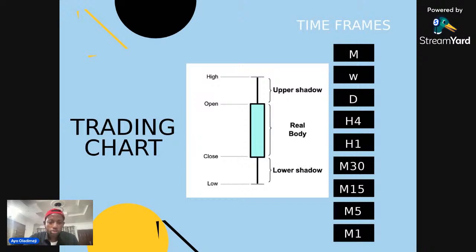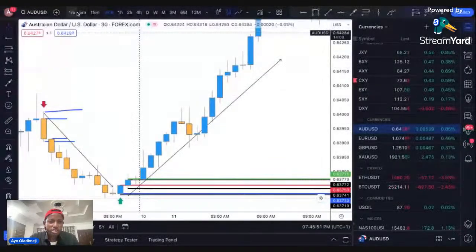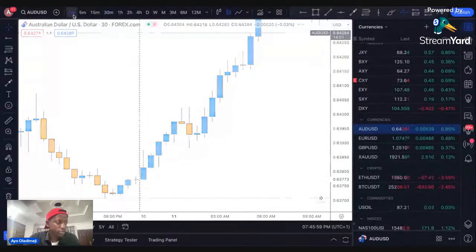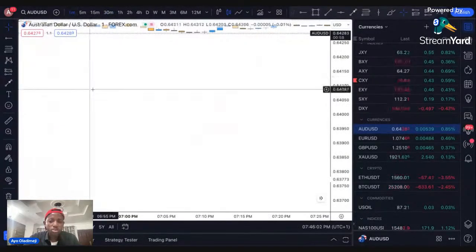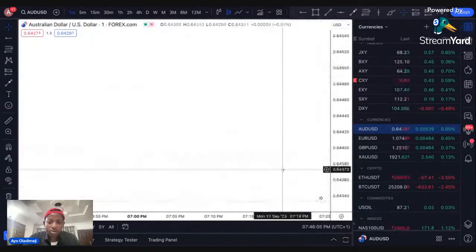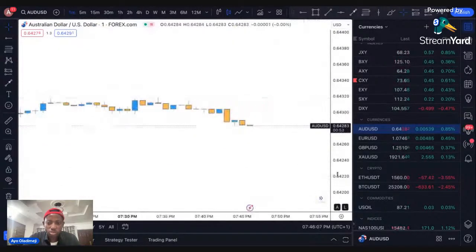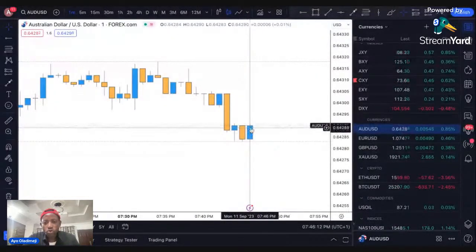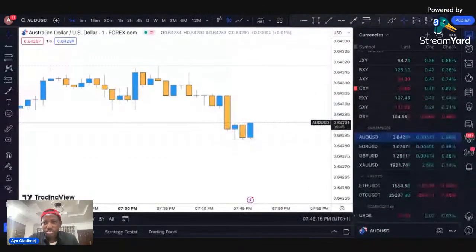So let's quickly go to our screen and see what we're talking about. Let's go to the 1 minute chart. This is the 1 minute chart. It means the candle that is opening now is going to close within 1 minute. This is 7:46. By 7:47, a new candle is going to open.